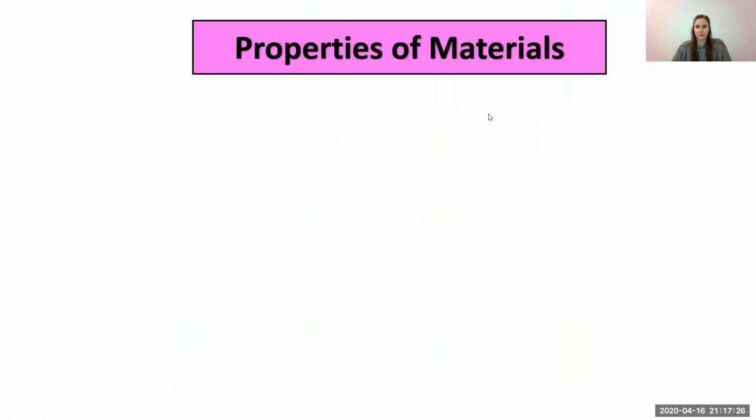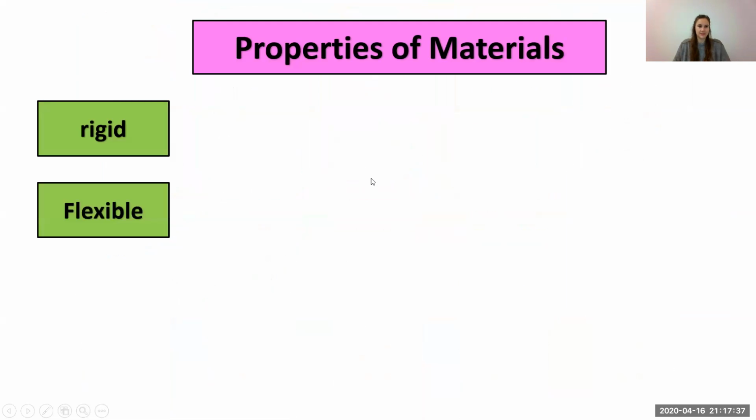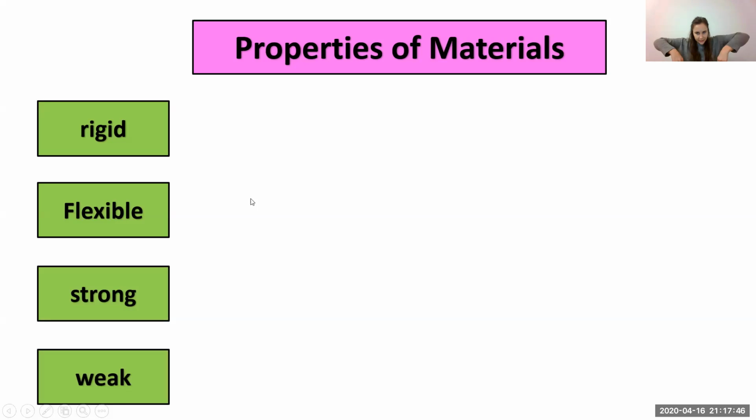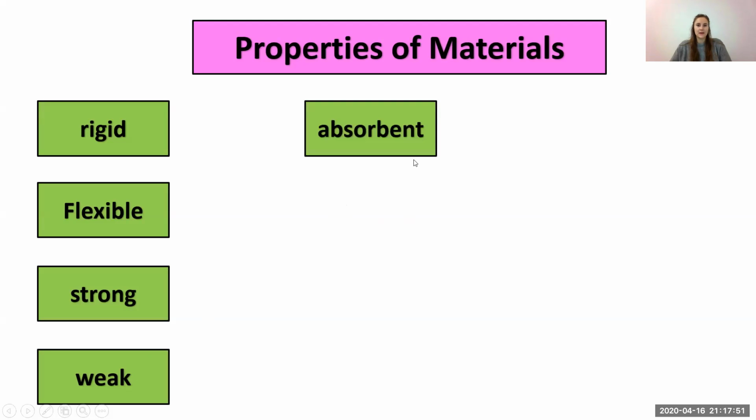So let's go through what are some properties of materials. So we did this last week. Sorry, rigid. Okay, that means it cannot move. Flexible means that we can bend it and change its shape. Strong. Weak. Okay, weak means it will break easily. Strong means it will not break easily. Absorbent. That means that water can get sucked in, so it can hold water. Waterproof. That means it cannot hold water. Okay, so water will not go in.